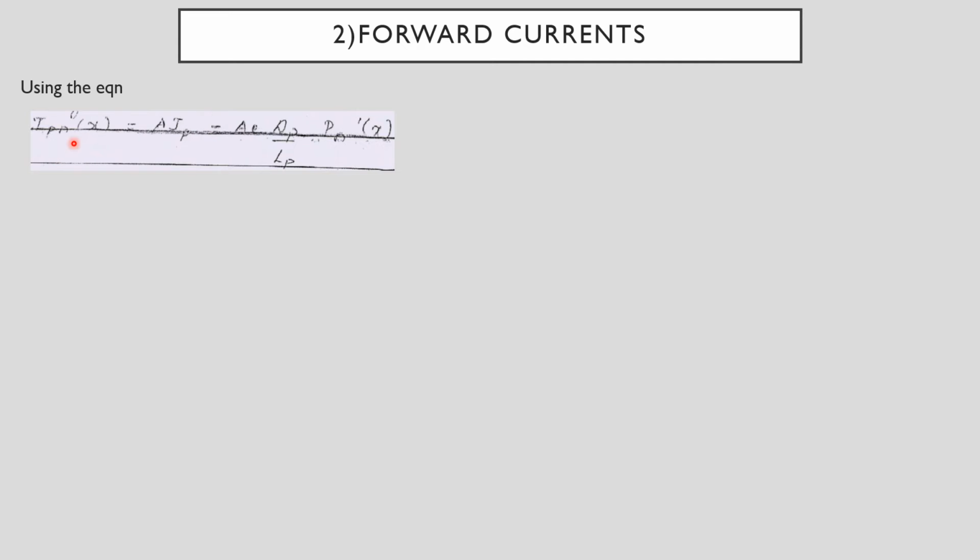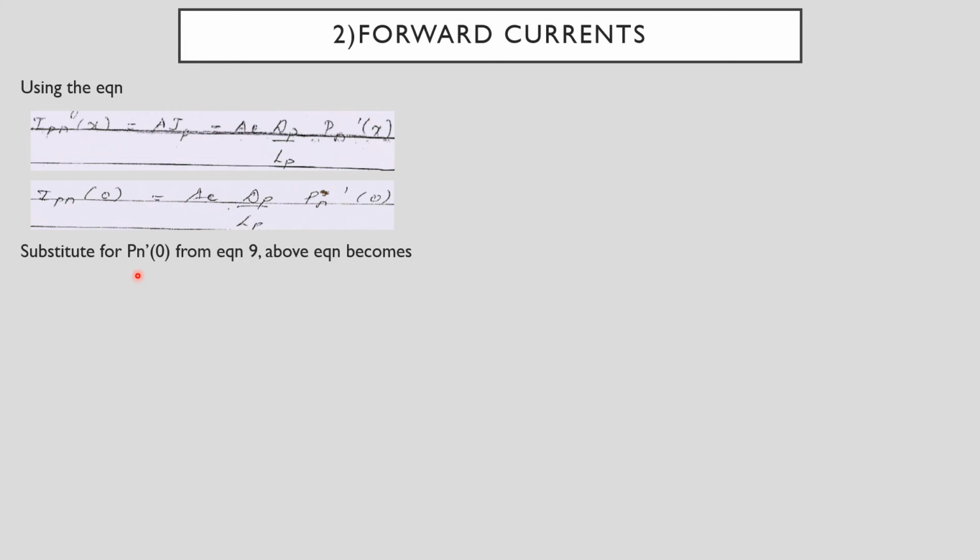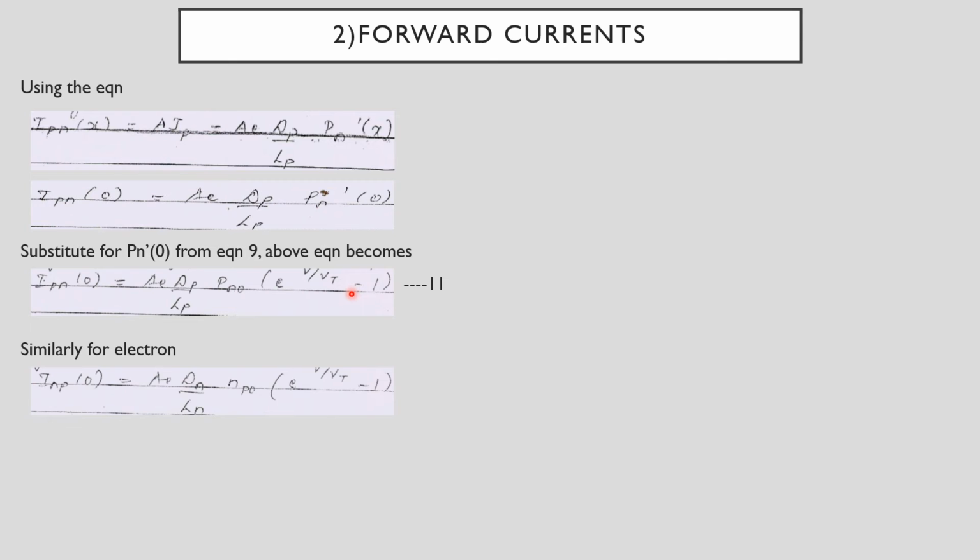Forward currents. Using the equation Ipn of x is equal to A into Jp is equal to Ae into Dp by Lp into Pn dash of x. We will take at x is equal to 0, Ipn of 0 is equal to Ae Dp by Lp into Pn dash of 0. Substituting for Pn dash of 0 from equation 9 that we have just got, this equation will become Pn0 into e raised to V by Vt minus 1, equation 11. Similarly for electrons we can write the same kind of equation, equation 12.